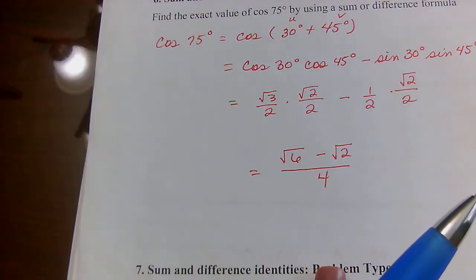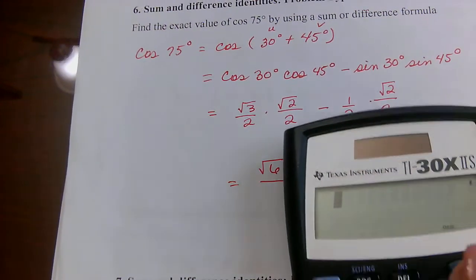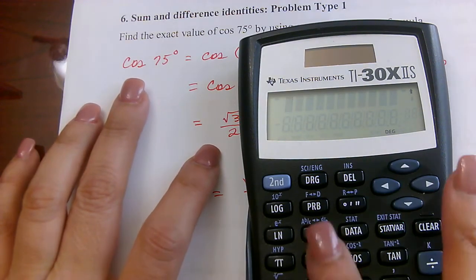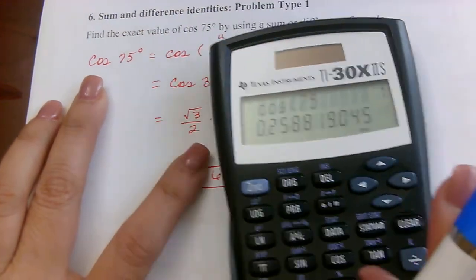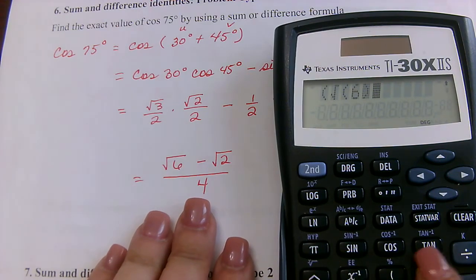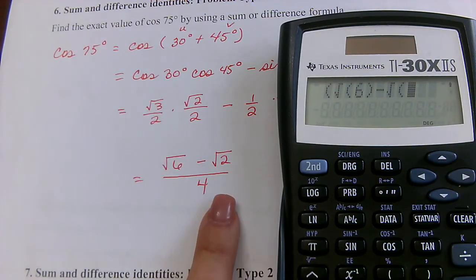You can check this on the calculator fairly easily by just plugging in the numbers that you're given. But for this particular test, you're going to have to show your work. I put my calculator in degree, and I'm going to do cosine of 75. That gives me that answer. And then I'm going to check my work by doing the square root of 6 minus the square root of 2, and I'm going to divide all of that by 4. As you can see, it's the exact same answer.